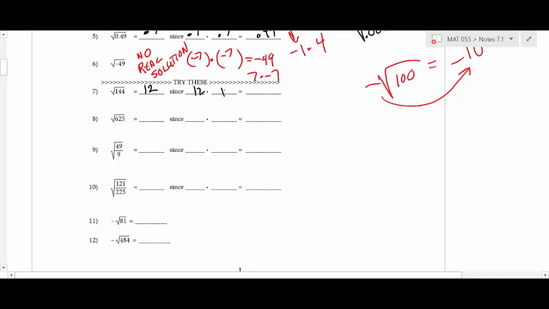12. 12 times 12 is 144. The next one, what do you get? 25. 25 times 25, 625. How about the next one? 7/3, right? Just do the top and bottom separately. 7/3 times 7/3. There's no number 8.